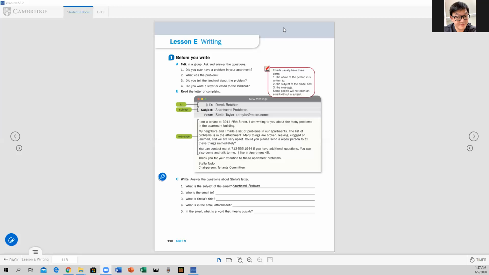Okay, so now back to our book, page 118. We are now in the writing section of this unit, okay? The writing section. So now we are gonna exercise some writing. We're gonna practice some writing, and then we're gonna move on, okay? So take a look here.